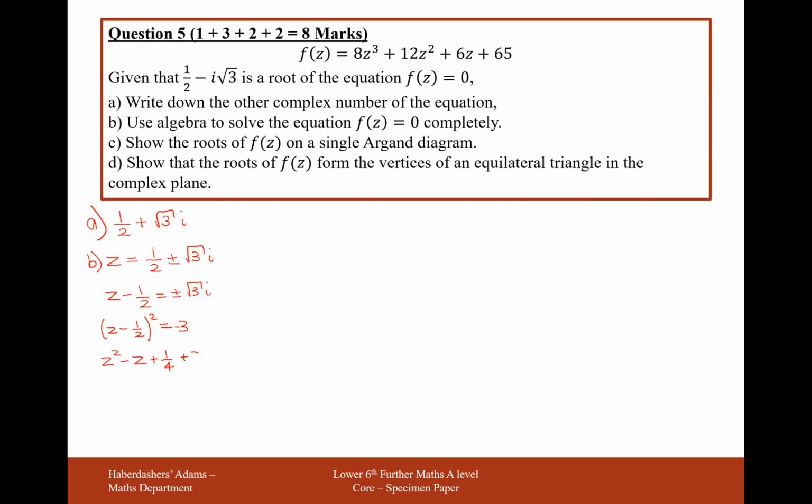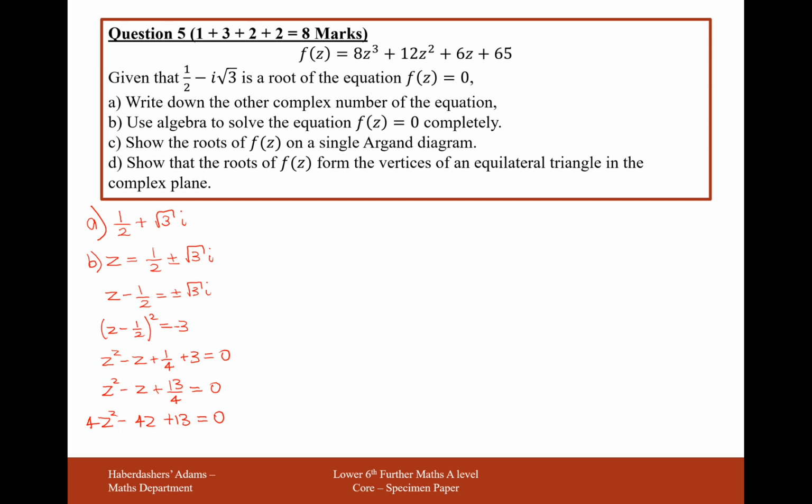Expanding these brackets, I get z squared minus z plus a quarter. And plus 3 onto the other side, and I get this. Simplifying z squared minus z, simplifying this bit here, I'm going to get 12 over 4 plus another 1, that would be 13 over 4. And seeing as my original formula here doesn't have any fractions in it, I'll times through by 4, I'll get 4z squared minus 4z plus 13 equals 0.